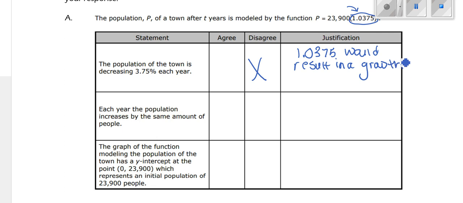Okay, so each year the population increases by the same amount of people. Again, I disagree, because that's the difference between an exponential and a linear. It's not increasing by the same amount of people. It's increasing by a rate, so a percentage. So it's actually the number of people each year will increase.